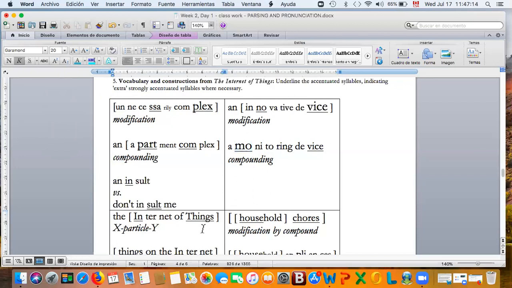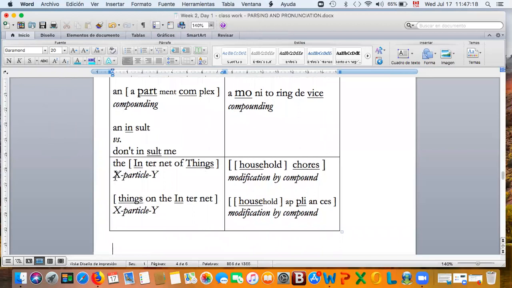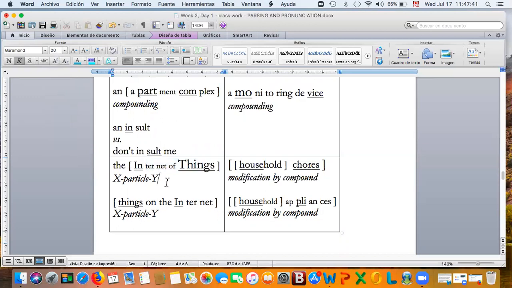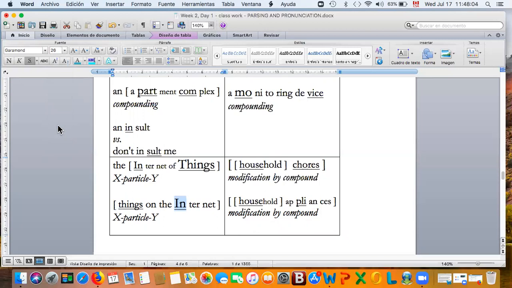Let's look at the other ones. Well, here we have an ordinary X particle Y construction. The Internet of Things. Therefore, things must take a stronger accent. The Internet of Things. Don't be afraid to pronounce it clearly. How about here? Things on the Internet. It's another X particle Y construction. And again, the Y must be higher than X. Things on the Internet.